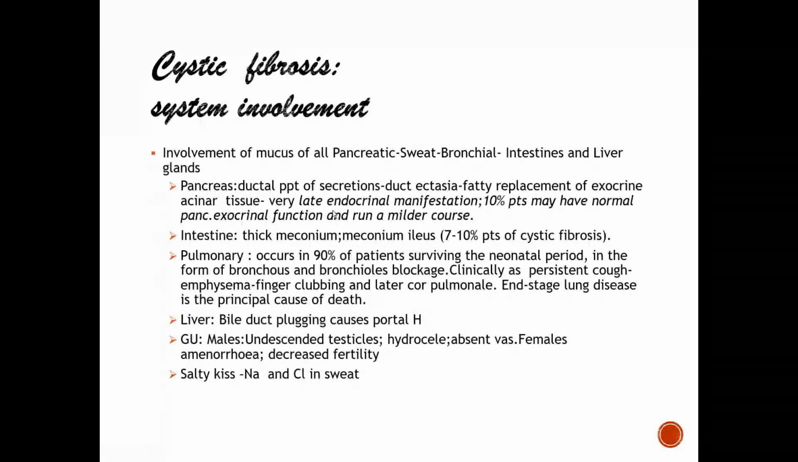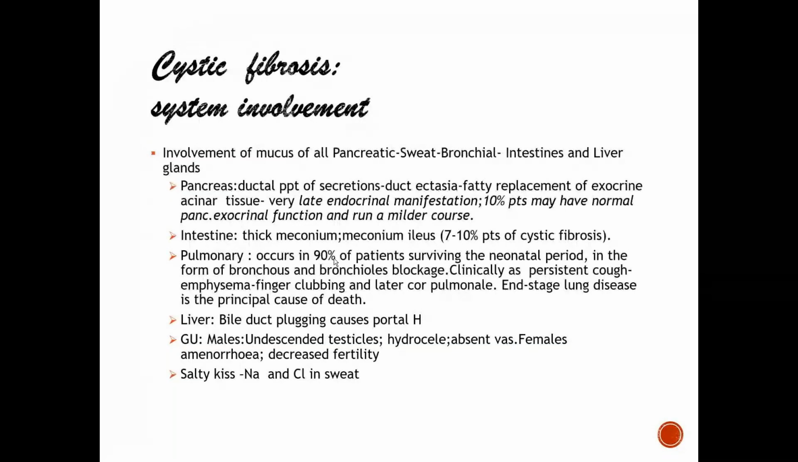In about 10% of patients with cystic fibrosis, you may have a normal pancreatic exocrine function because it's a mild form of disease. Intestine, very characteristic presentation of meconium ileus, and a thick meconium in patients. Very severe meconium ileus, less severe, just thick meconium, and found in 7 to 10% of patients with cystic fibrosis. The pulmonary manifestation occurs in 90% of patients. See this, very important. So the two common manifestations of cystic fibrosis, number one is pulmonary, number two is pancreatic, right? Not in that order, of course, but pancreas and pulmonary.